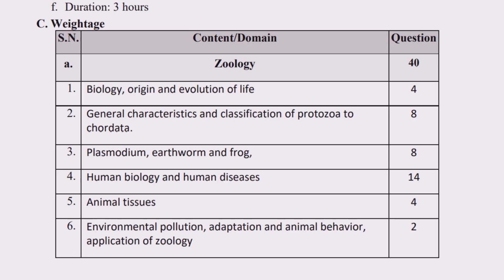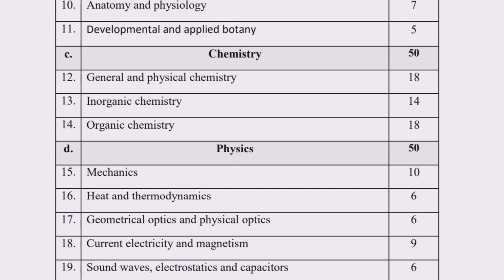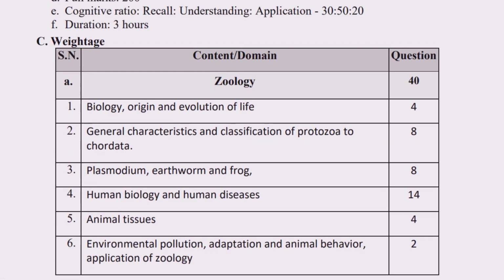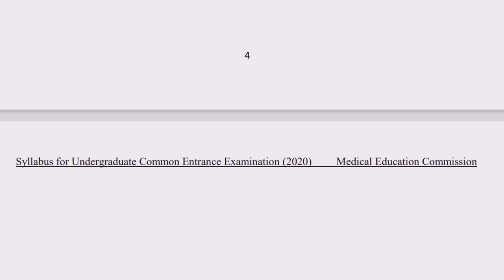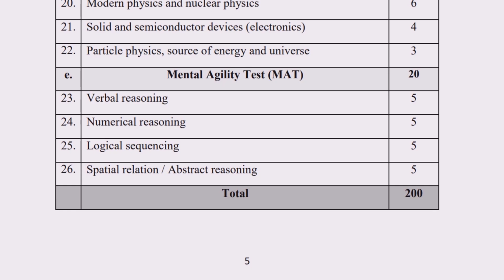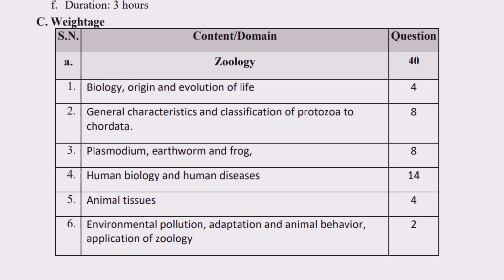And according to the marks distribution, biology is the most important one, as it carries 80 marks, since the subject itself is divided into zoology and botany, which each carry 40 marks. Similarly, physics and chemistry each carry 50 marks, and the mental agility test, or MAT, carries 20 marks. Talking about the marks distribution further, in biology, which comprises zoology of 40 marks, the human biology and human diseases topic carries 14 marks.